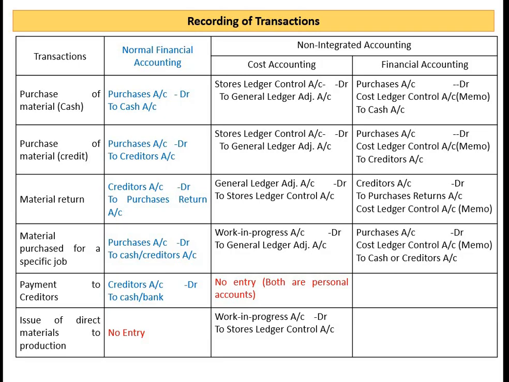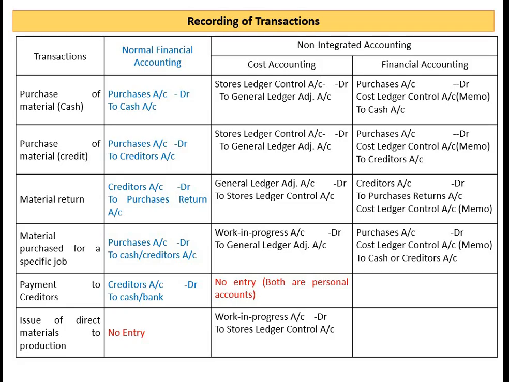First transaction is purchase of material. The normal entry that you know is purchase account debit to cash account, but in case of cost accounting under non-integrated accounting system, as we know, two types of accounts will be prepared. One is for cost accounting, second is for financial accounting department. Under cost accounting department, we will record the purchase of material on cash basis as store ledger control account debit to general ledger adjustment account.